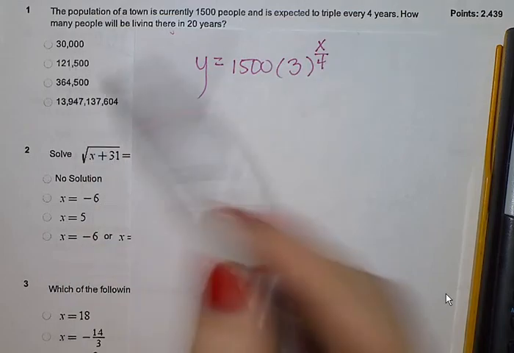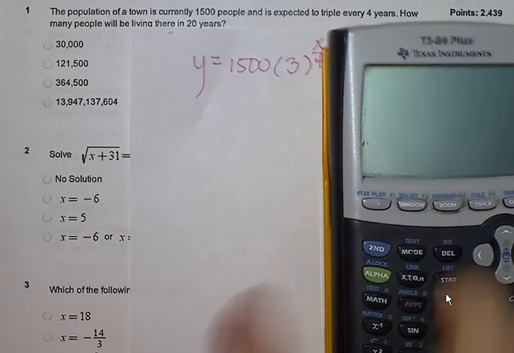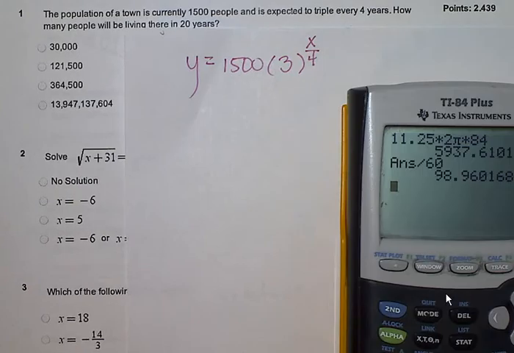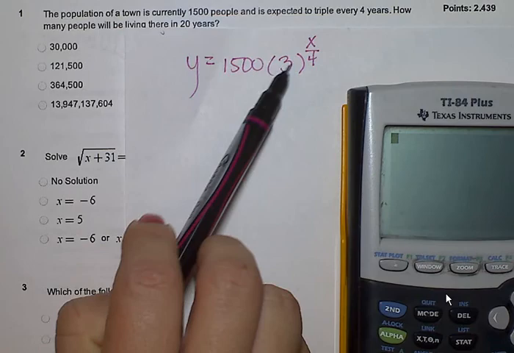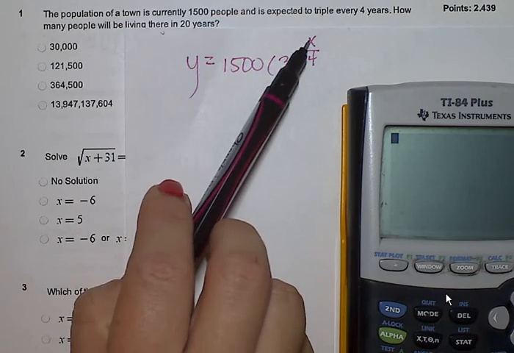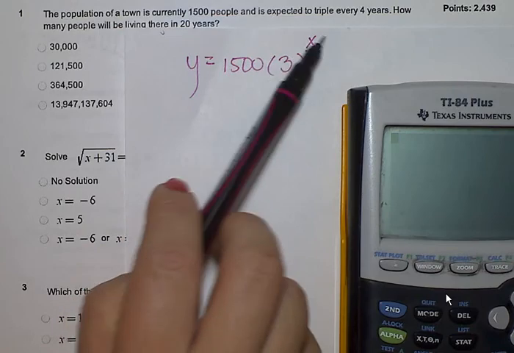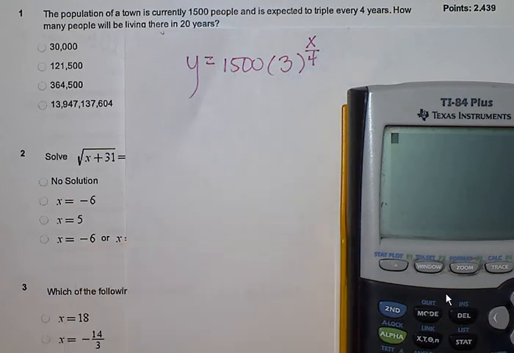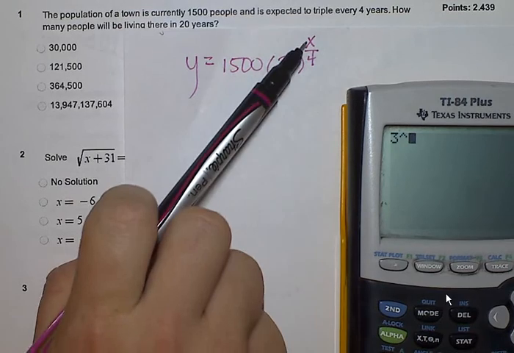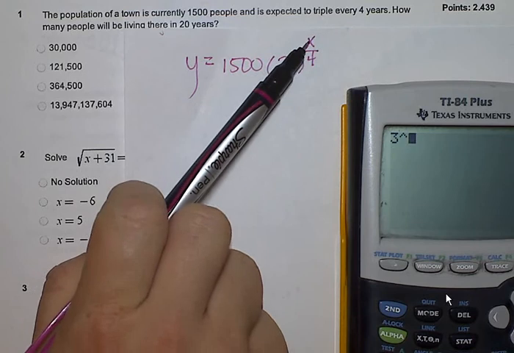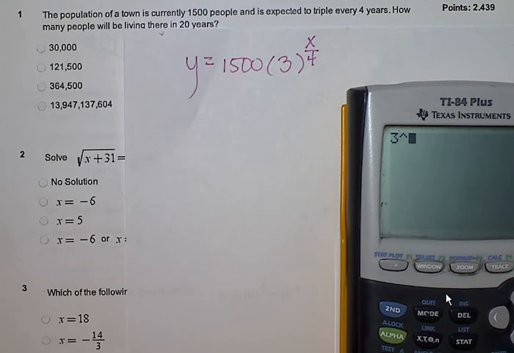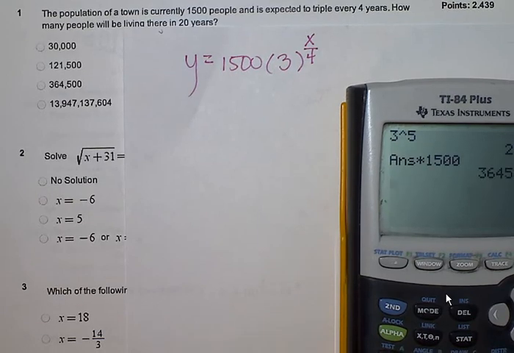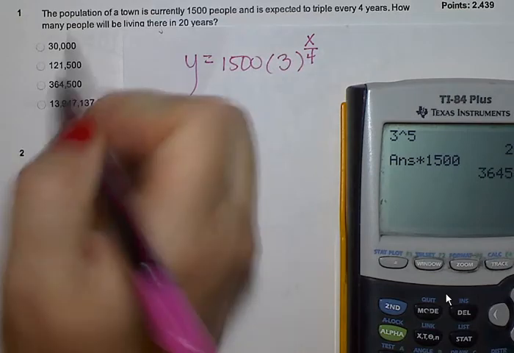So the next thing is, I see a common mistake in students that if they are able to get to this point, when they plug in 20, they go from left to right to plug it into the calculator, and that won't work because you have to use PEMDAS. And PEMDAS says first take care of exponents before you multiply. So let's go 3 to the 20 divided by 4. I'm using 20 because they ask us after 20 years. So 20 divided by 4 is 5, so 3 to the 5th. Now take it times the 1,500 out front. There is our answer.